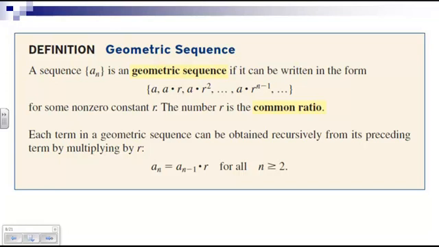Now, the nth term can be described explicitly as we stated here as A times R to the n minus 1. That's one way of defining explicitly what the nth term is. But of course, it wouldn't be fun if we couldn't also describe it recursively. And the recursive definition is going to be, if you want to find the next term in the sequence, take the previous term and multiply it by R, the common ratio. The geometric sequence.